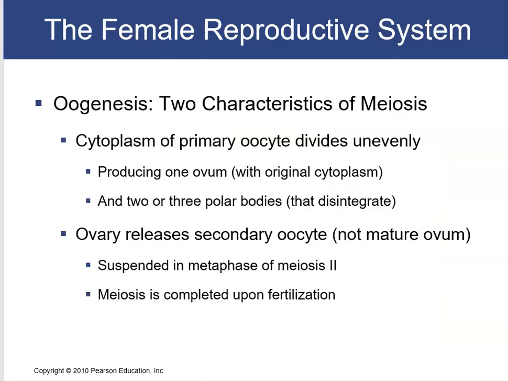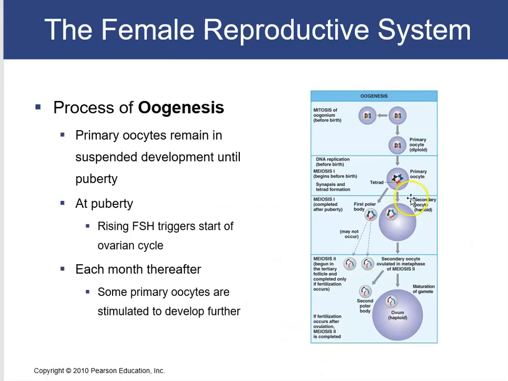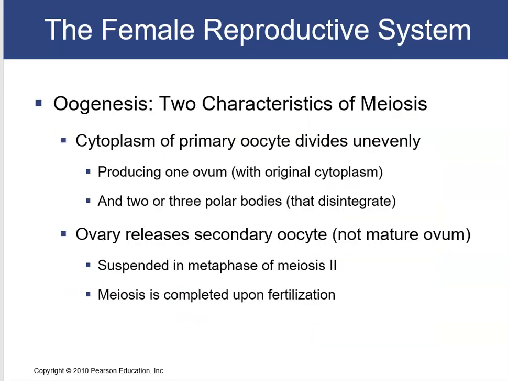Two basic characteristics of meiosis in oogenesis are particularly different, especially from what happens in meiosis in the male. The cytoplasm of the primary oocyte divides unevenly. It produces one ovum with the original cytoplasm and 2 or 3 polar bodies that ultimately disintegrate. Going back to this picture, we have one primary oocyte that goes through the process. It will produce one ovum and anywhere from 2 to 3 of these polar bodies.